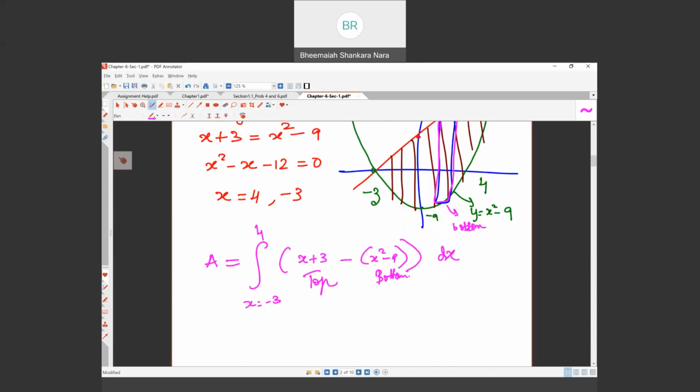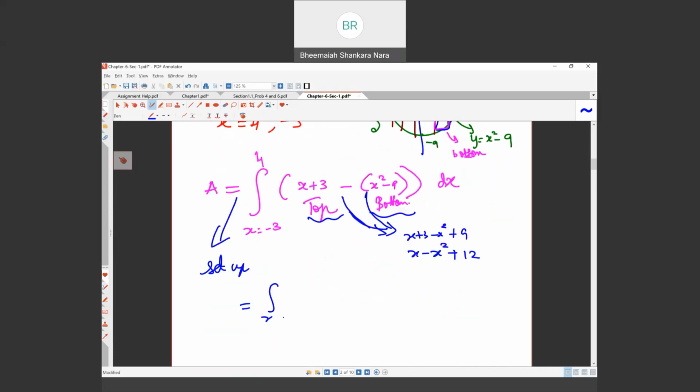Now when we simplify this a little bit, the top and the bottom, you get x plus 3 negative x squared positive 9. Simplify again, you get x negative x squared positive 12. So this is the setup for the area between the given curves. Now we are also asked to find the area. It's not just the setup in this problem. So let's go ahead and solve this integral.